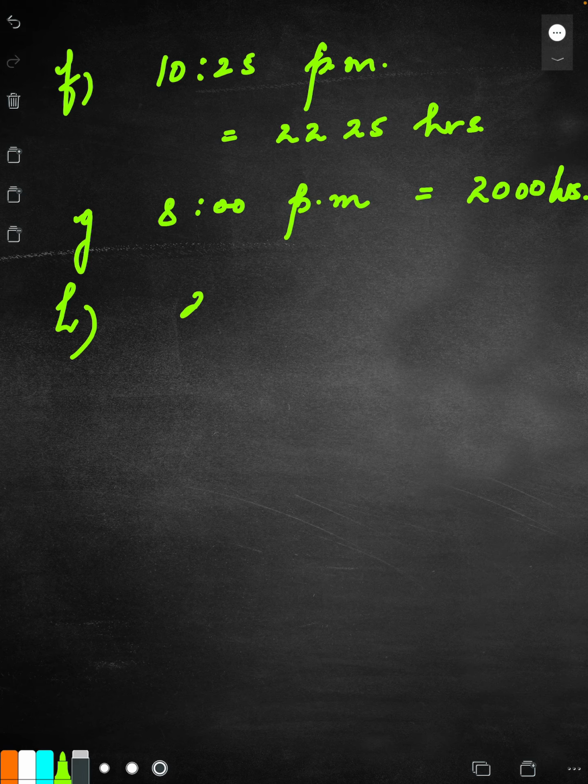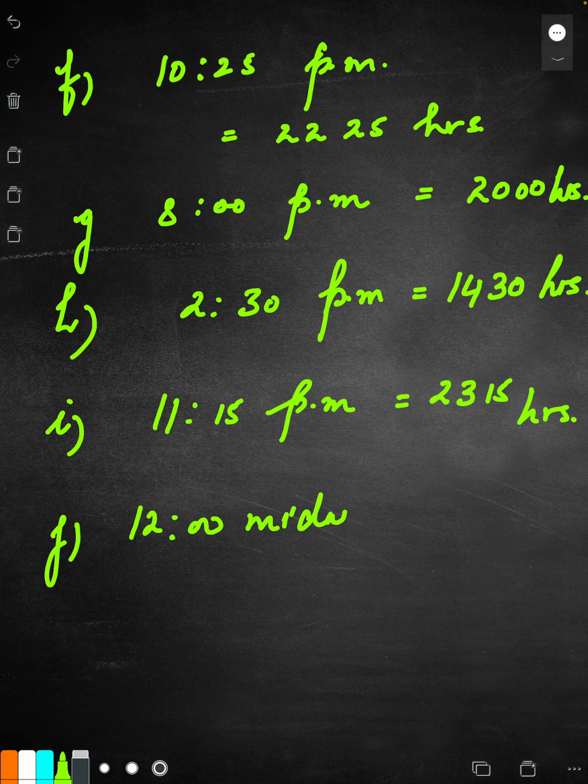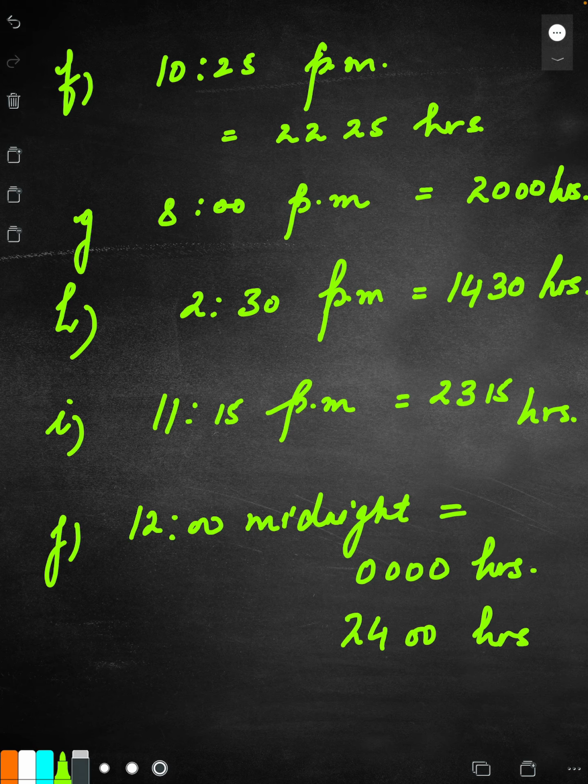H part is 2:30 p.m. In the PM, we add 12 to the hours, 14:30 hours. I, 11:15 p.m. Add 12, 23:15 hours. And the last one and the easiest is 12 midnight. Midnight is represented in two ways, 0000 hours, or if someone writes 2400 hours, that's also perfectly correct.